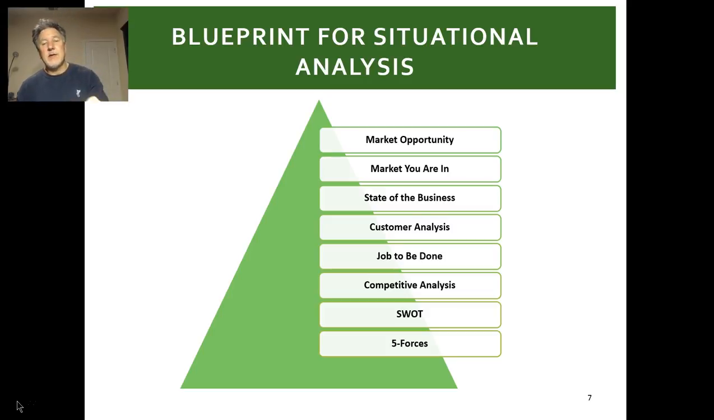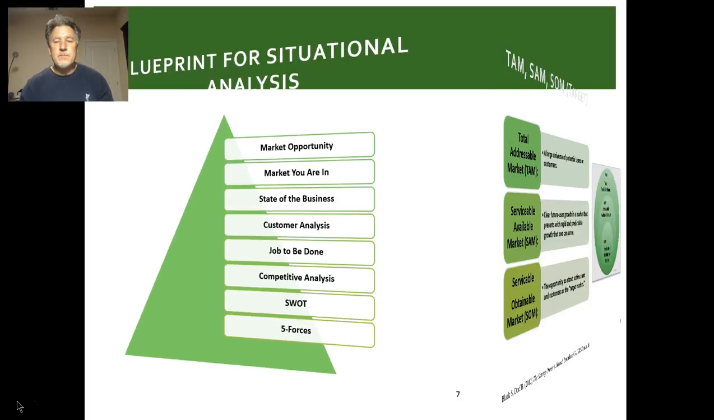So you've seen this blueprint beforehand for a situation analysis. I had the circular diagram, but basically we're going to talk market opportunity, the market you're in, state of the business, customer analysis, job to be done, competitive analysis, SWOT, and 5 forces. Whoa, lots of stuff. But you know what? You get a handle on these pieces and you understand the business. You become invaluable to your team if you work in corporate and to your client if you are a consultant.